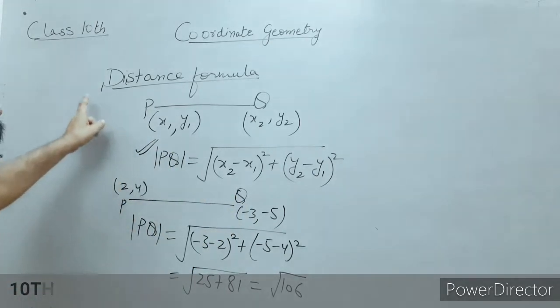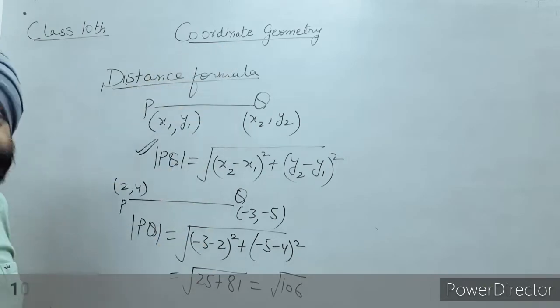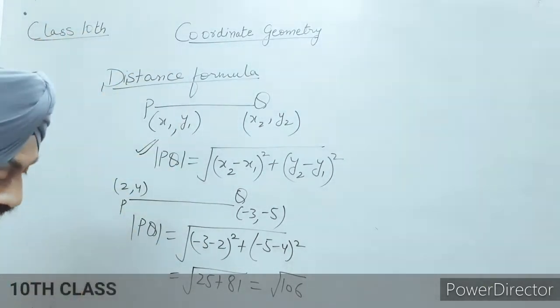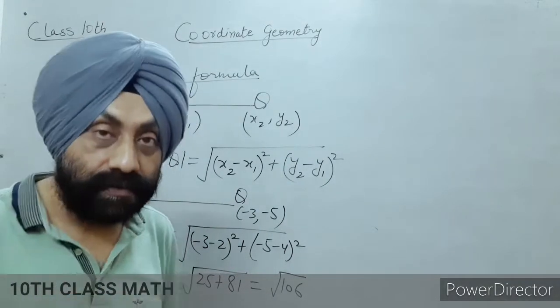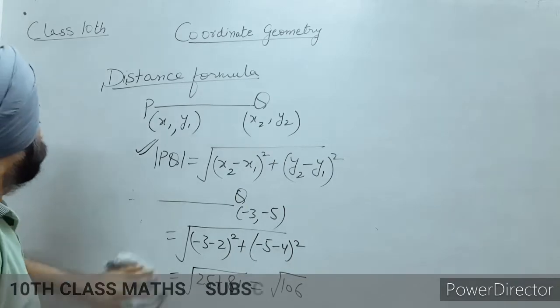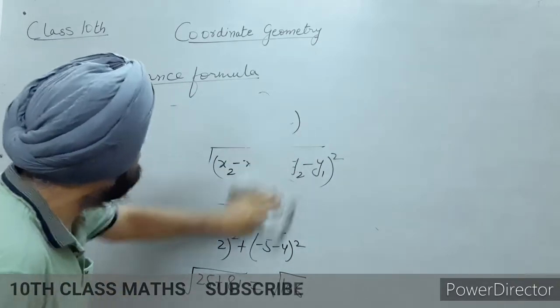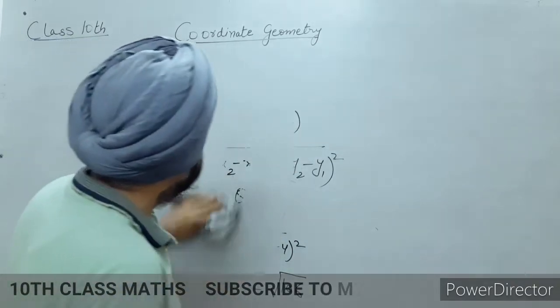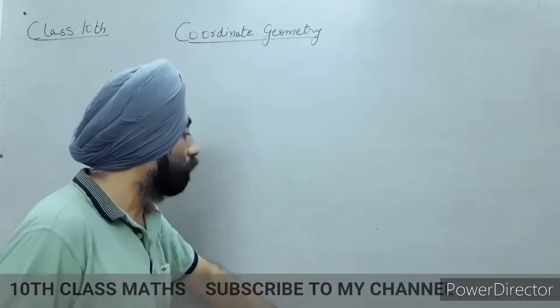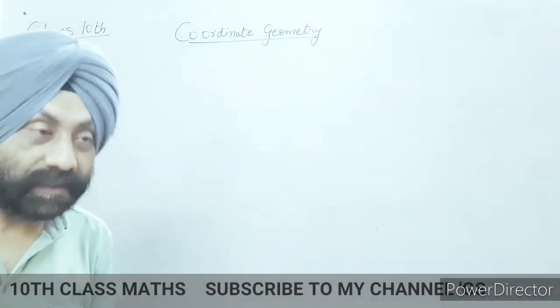This is the first formula of the chapter Coordinate Geometry in class 10th, right? Distance formula. The concept of the coordinates is already known to you. We have done in lower classes the method to locate the point where it lies, right? Today I have explained to you the quadrants in which that point will lie.